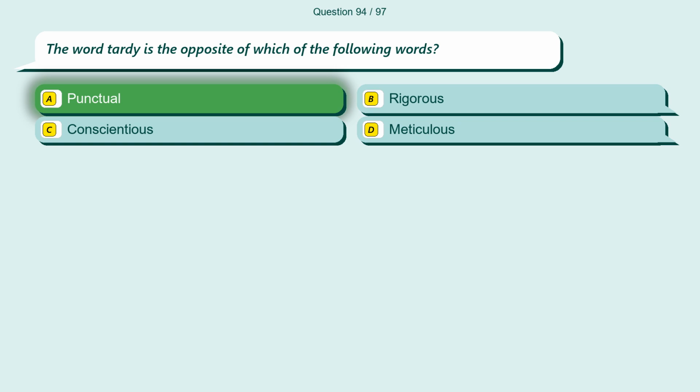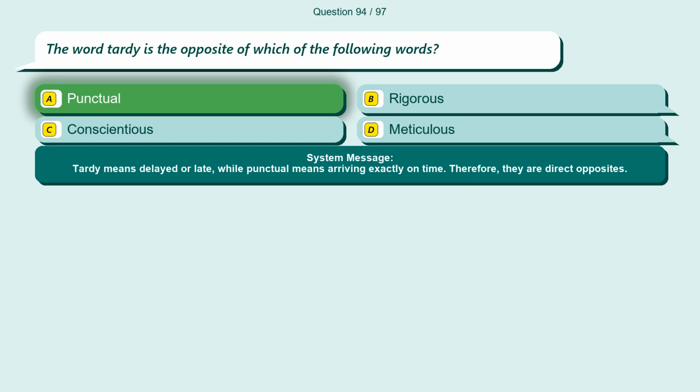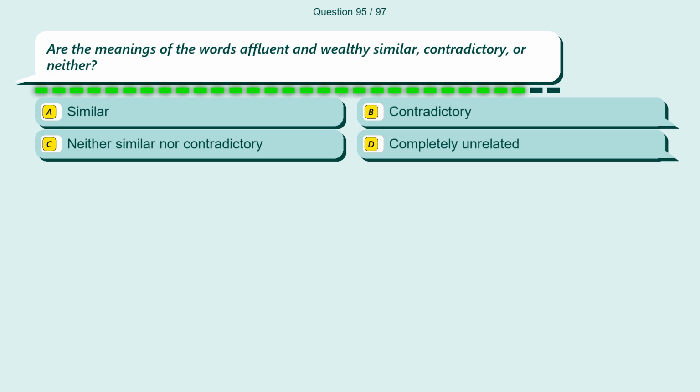The correct answer is option A, punctual. Tardy means delayed or late, while punctual means arriving exactly on time. Therefore, they are direct opposites. Question 95. Are the meanings of the words affluent and wealthy similar, contradictory, or neither? Option A, similar. Option B, contradictory. Option C, neither similar nor contradictory. Option D, completely unrelated.